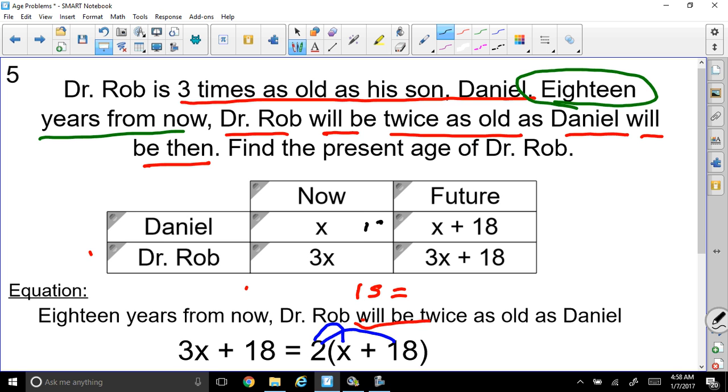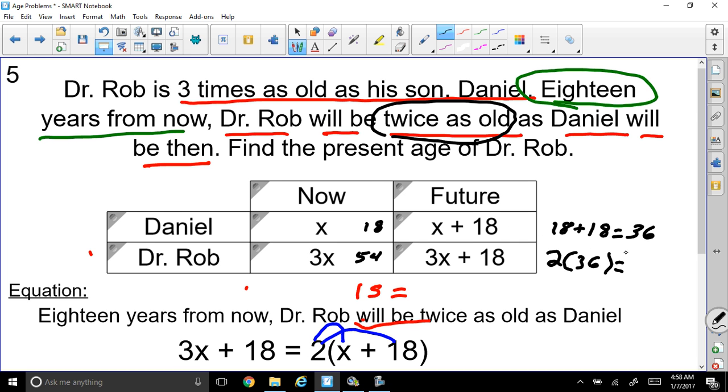We said Daniel is going to be 18 and Dr. Rob is going to be 54. So 18 years from now, Daniel is going to be, let's check his age, 36. And it says Dr. Rob will be twice as old as Daniel will be then. So I'm going to take Daniel's age in the future, 36, and multiply that out, that's going to equal Dr. Rob's age, twice as old as Daniel will be then.